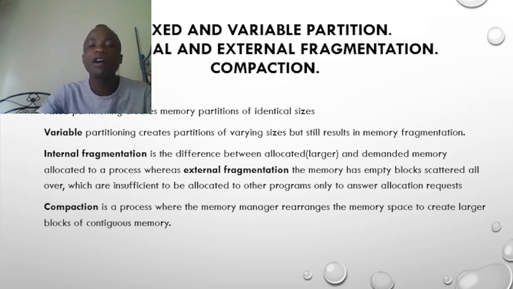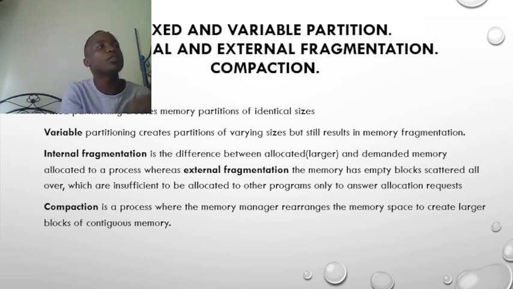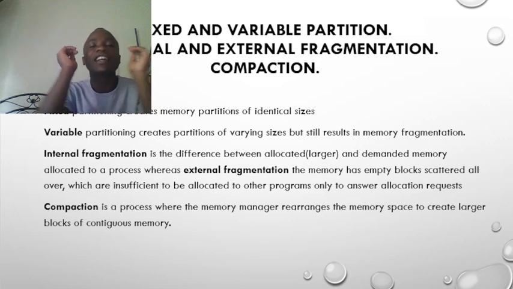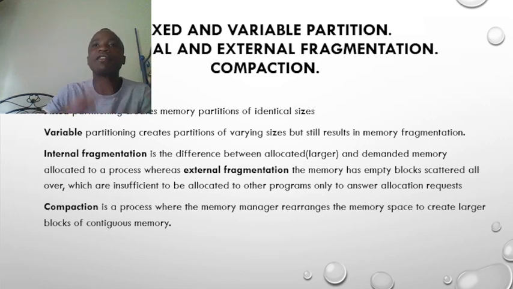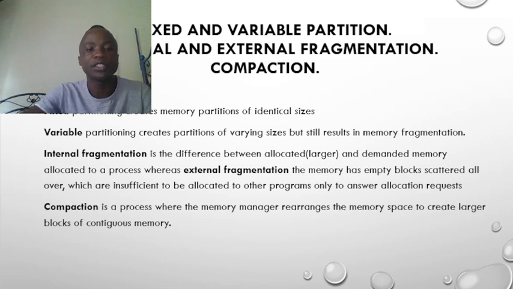You have a partition where you store your utensils. You have a partition where you store your jerry cans. You have a partition where you store your charcoal. You ensure that each and every item gets an equal share. This is what we call fixed partitioning.